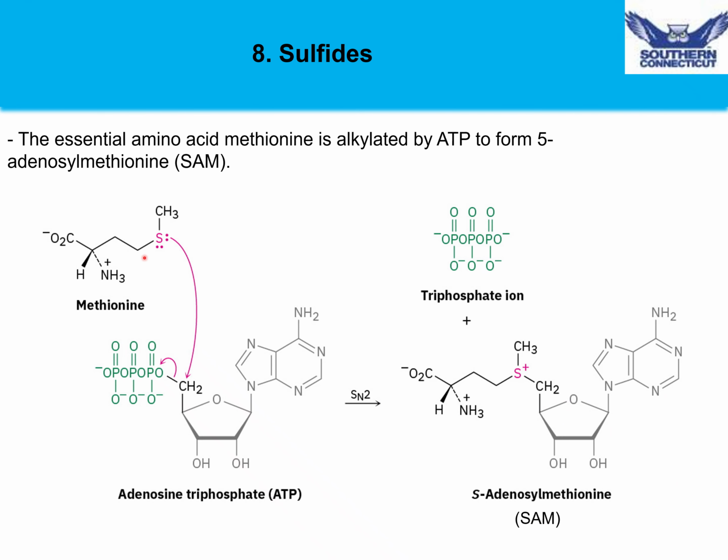The essential amino acid methionine is essentially a sulfide which can react with ATP to be alkylated. The sulfur would attack the carbon here that has a triphosphate group, which essentially behaves like a leaving group. As a result, we produce a molecule called SAM, which in itself is used as an alkylating agent, and specifically the methyl group here is often transferred to different nucleophiles in our bodies.